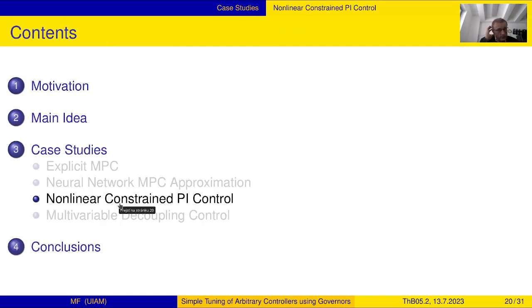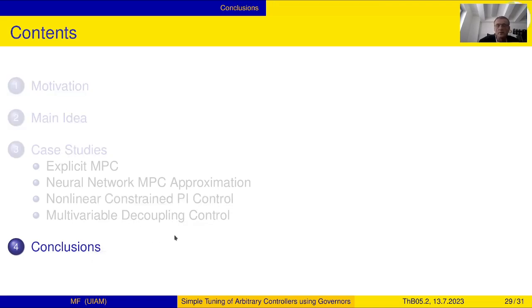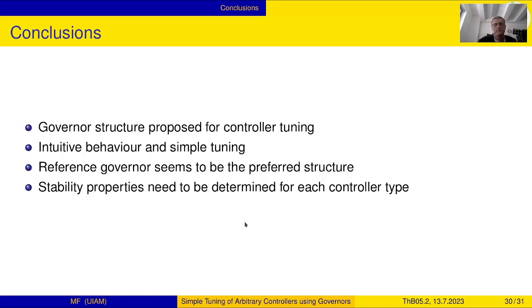There are also, in the paper, more examples you can find, for example, constrained PI control or multivariable decoupling control, but I will skip those due to lack of time. You can read it in the paper. So I will come to the conclusions.